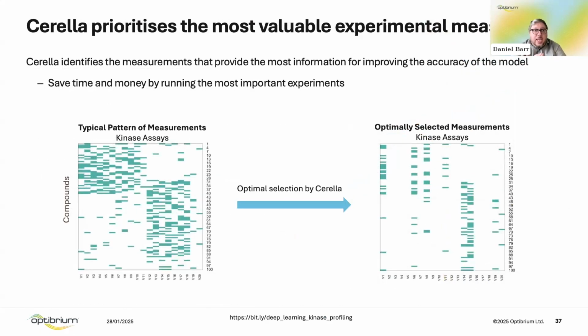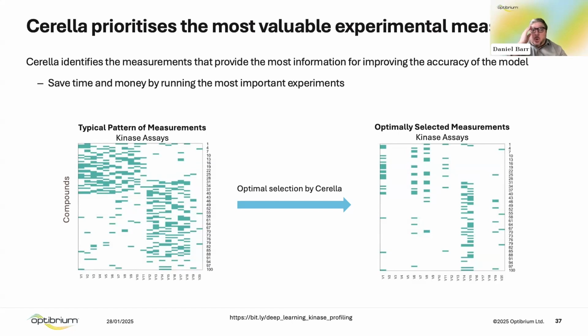And so here's what that looks like if we consider that overall matrix of possible experiments, possible relationships. We can see on the left the typical pattern of measurements for these kinase assays. When we filter out using only the optimal selection of data by Cerella, we find that there really are just a handful of endpoints that we can measure to give confident predictions of the rest of the data set.